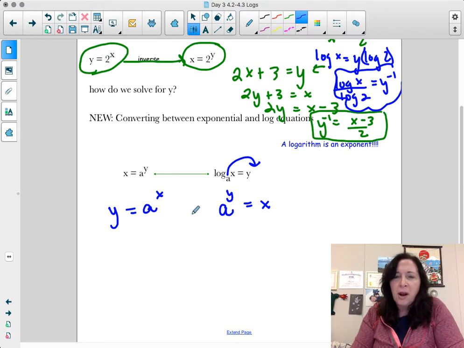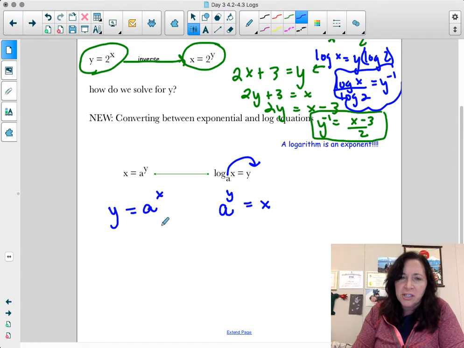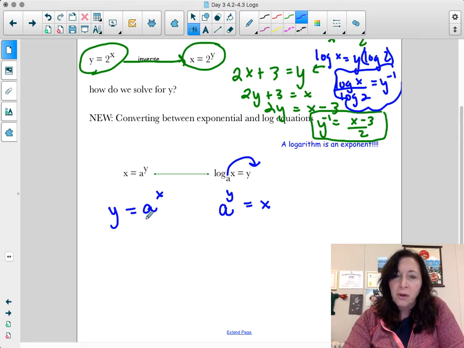But they're not asking that. They're just saying, are these inverses of each other? Absolutely. You switch your x and your y. And then, of course, you're going to solve for y at some point.